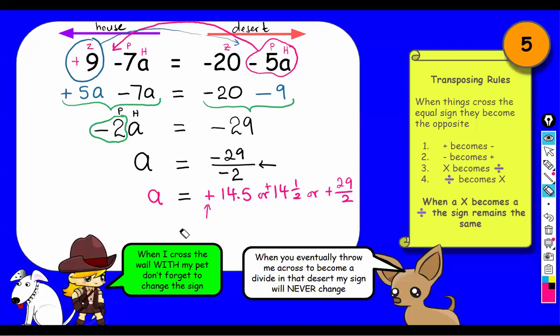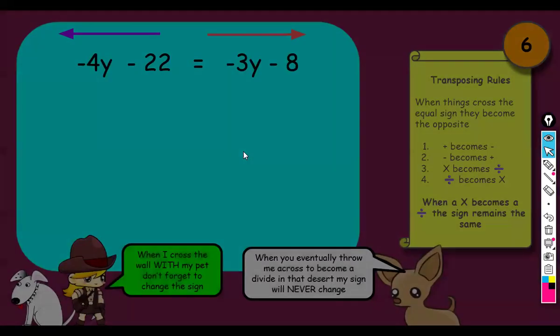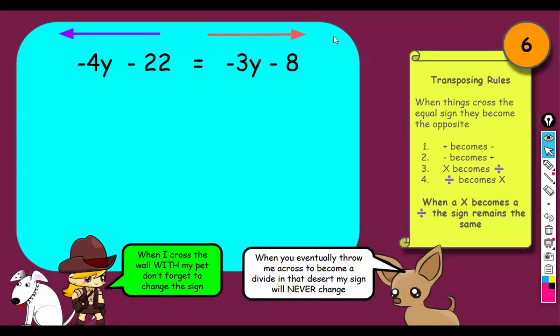How many people got that correct without my help? You can raise your hands without any help from me. Try this one here as a practice question. Instead of the letter X or the letter A, the new human is the letter Y, right? Have fun. 5 minutes, and I'm going to jump in to work it out.